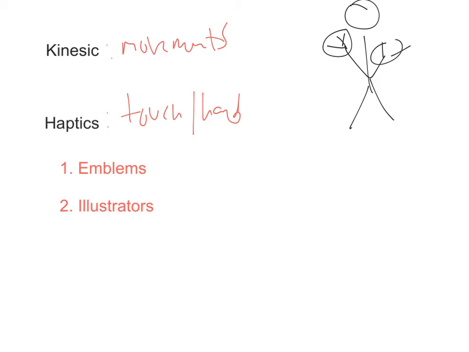Now, there are 2 kinds of gestures then. So the first kind you have are emblems, and then you have illustrators. Emblems essentially are speech independent, okay? So what that means is that they don't need speech to get meaning. So they are speech independent.